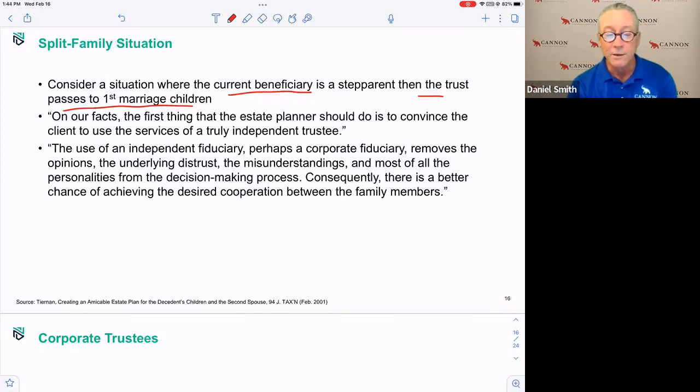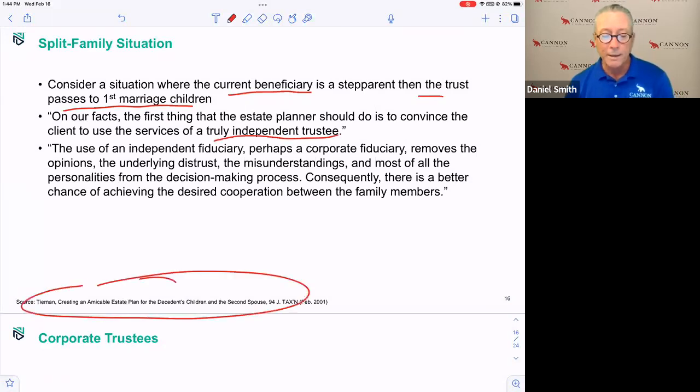So on those facts, the first thing the estate planner should do is convince the client to use the services of a truly independent trustee. Again, this is from creating an amicable estate plan for the decedent's children and their second spouse. Use of an independent trustee, perhaps a corporate fiduciary, removes the opinions, the underlying distrust, the misunderstandings, and most of the personalities from the decision-making process. Consequently, there's a better chance of achieving desired cooperation among family members.